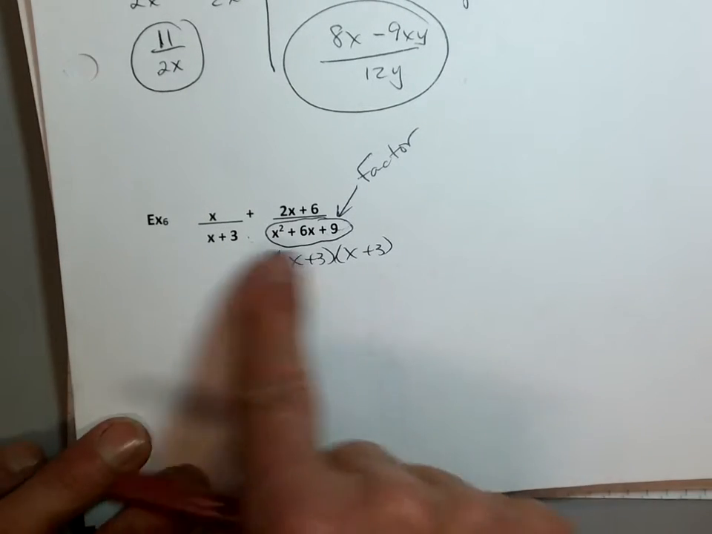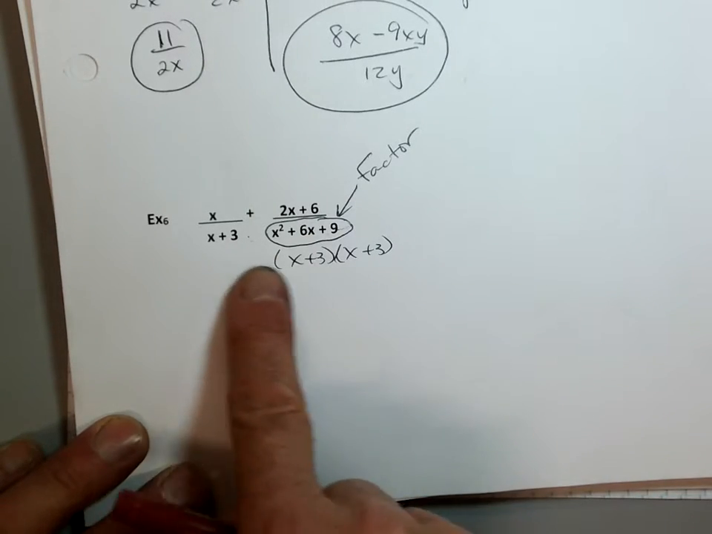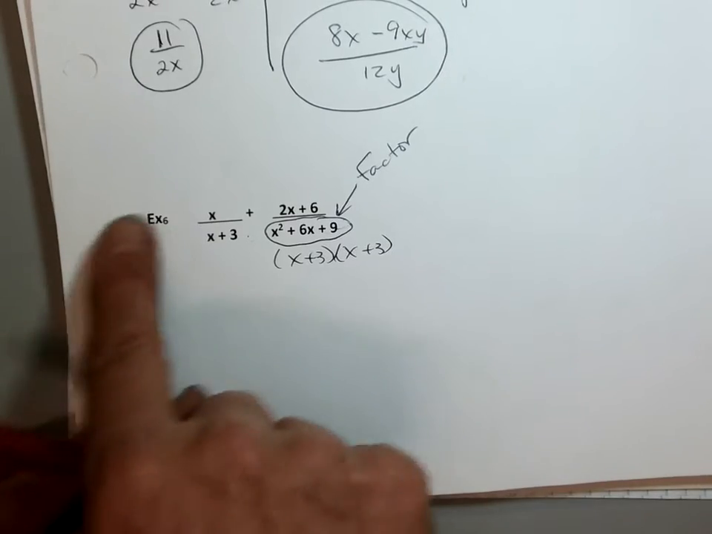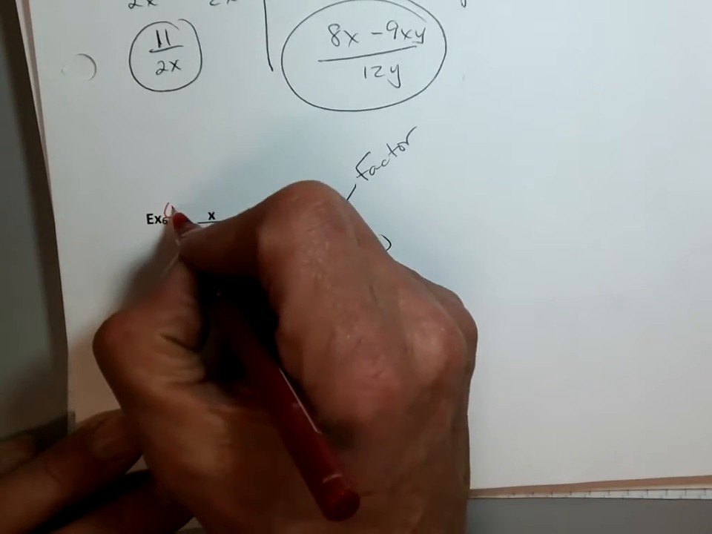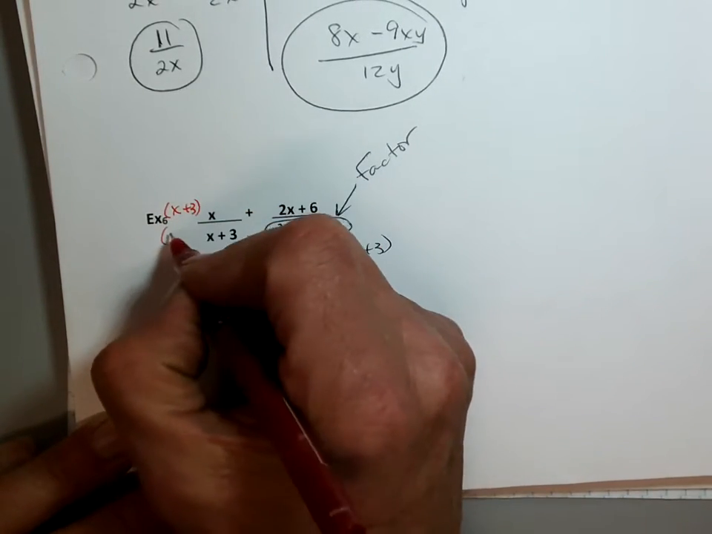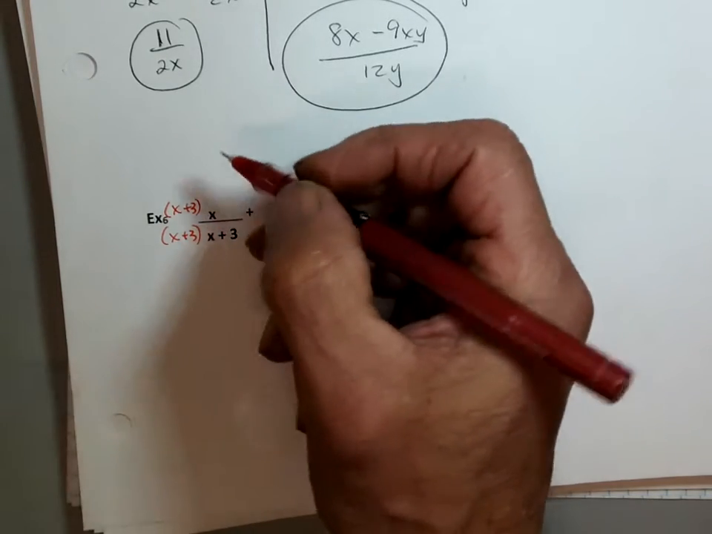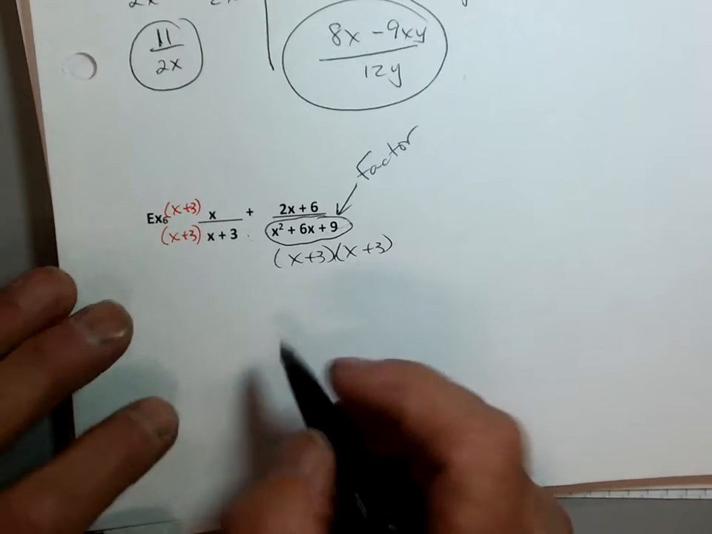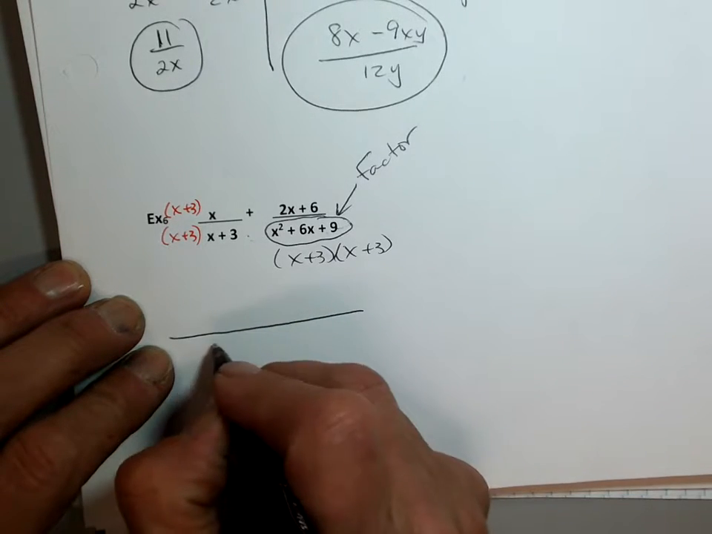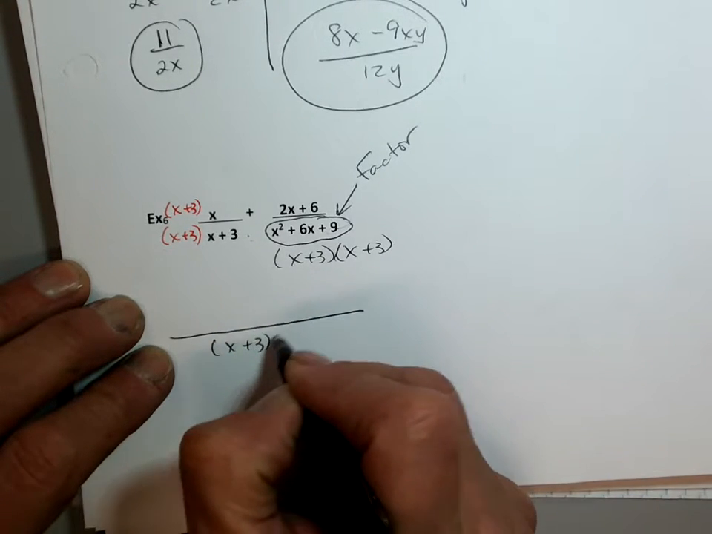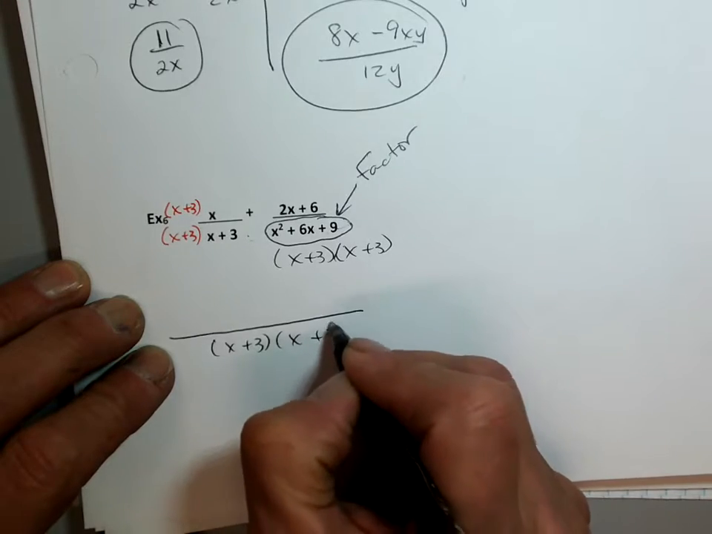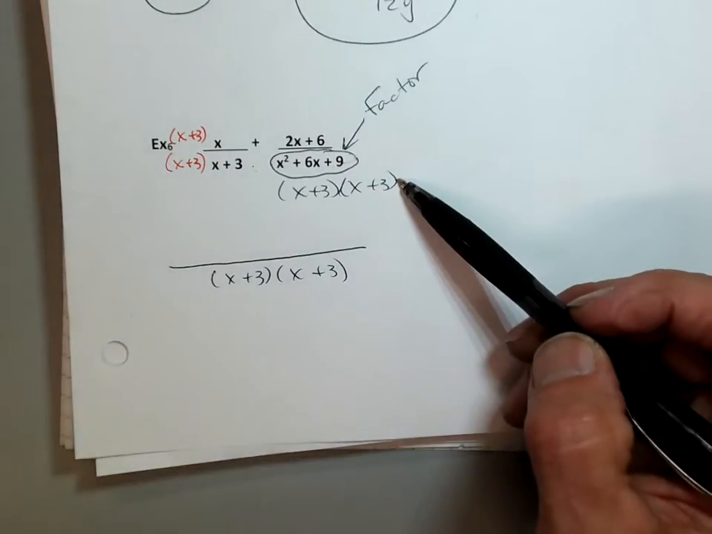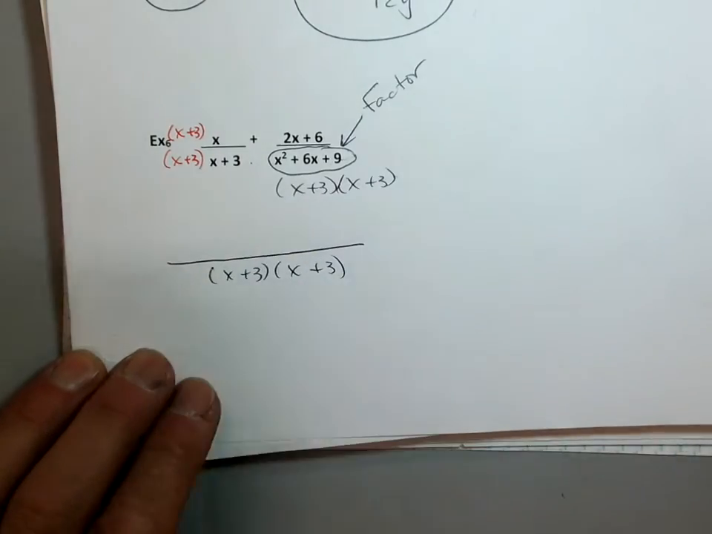What I need to do is make them the same. This one has an x plus 3, x plus 3. This one needs another x plus 3. So I'm going to multiply it by an x plus 3 over an x plus 3. So then when I do that, my denominator really is the x plus 3 times x plus 3. I'm going to skip a step this time just to make it a little bit easier, a little less work. Since that's my denominator, I'm just going to write it down.